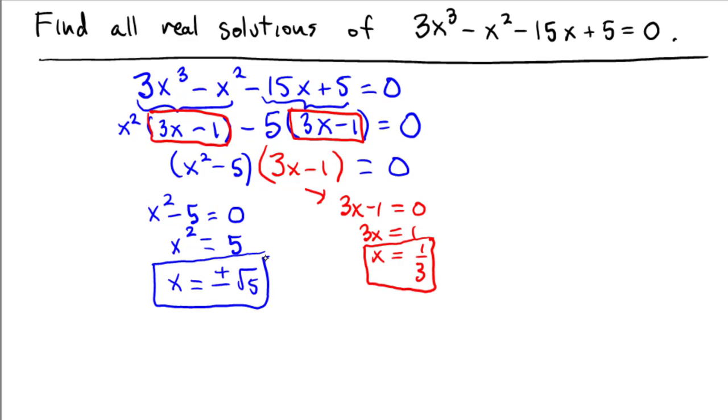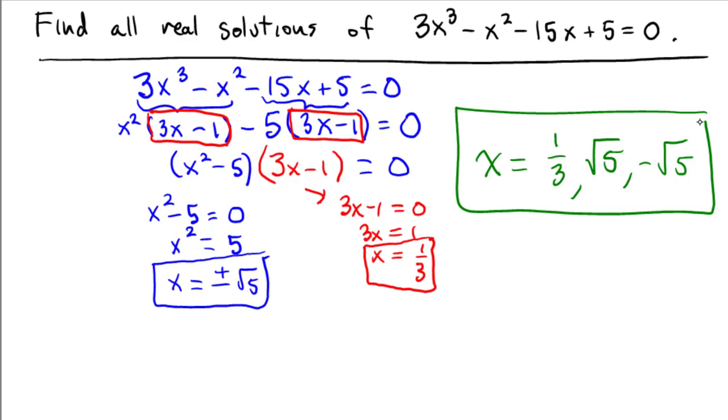So notice altogether there are how many solutions in the real numbers to this problem? There are 3 of them: 1/3, positive radical 5, and negative radical 5. And this is consistent with the fact that it's a third-degree polynomial. Right? So a third-degree polynomial would have at most 3 real solutions, and this one did in fact have exactly 3 real solutions.